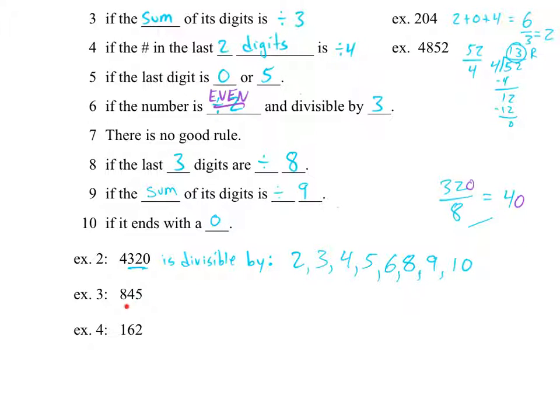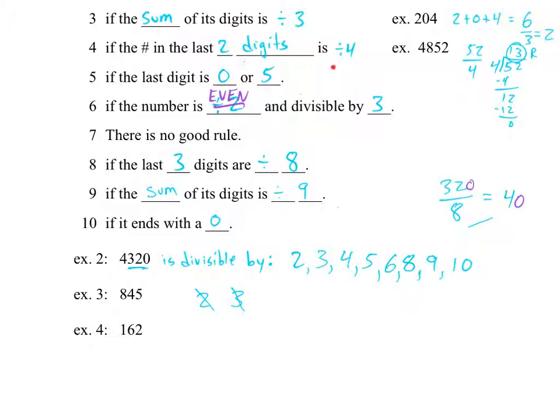845. Can we divide it by 2? No, because it's not even. So I'm maybe just going to put in a 2 and cross it out. How about 3? 8 plus 4 is 12, plus 5 is 17. Can you divide 17 by 3? No. It'd be 15 and 18 you could. So 3 is not. How about 4?